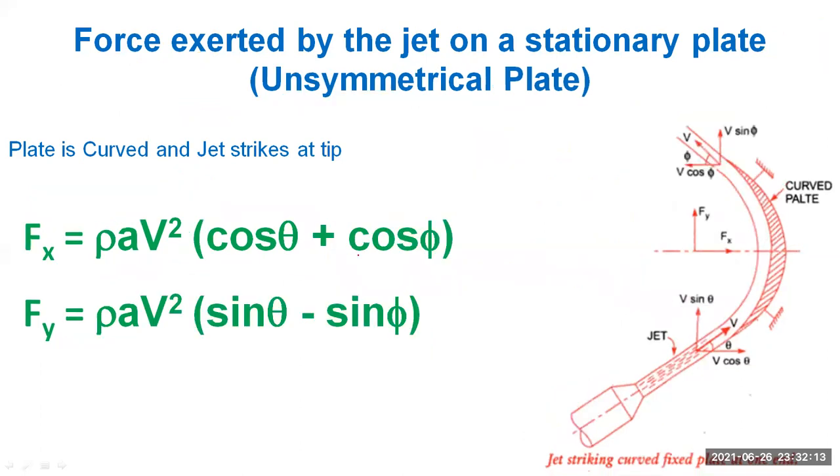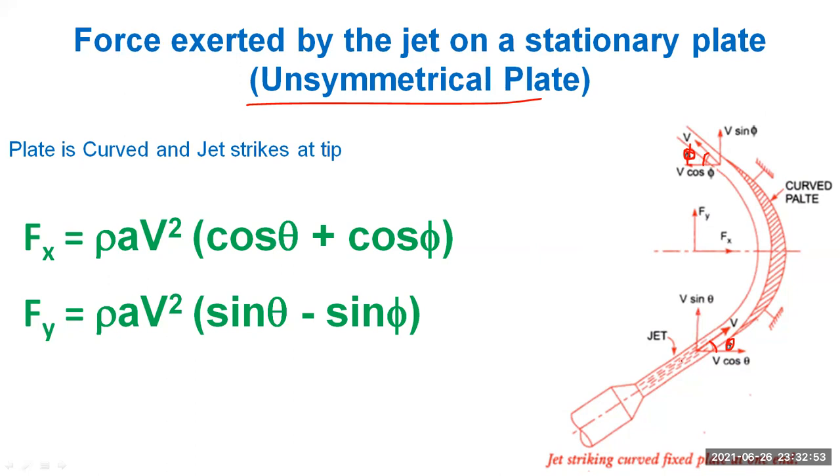The last case is the unsymmetrical plate. The same jet strikes tangentially in one direction at one end of the plate, and the plate is unsymmetrical, meaning there is no equal distribution on both sides of the x-axis. So whatever the direction with which the jet is striking will be different from the direction at which the jet is coming out. As you see here, theta is the angle at which the jet is striking at one end, whereas phi is the angle at which the jet is coming out from the plate.